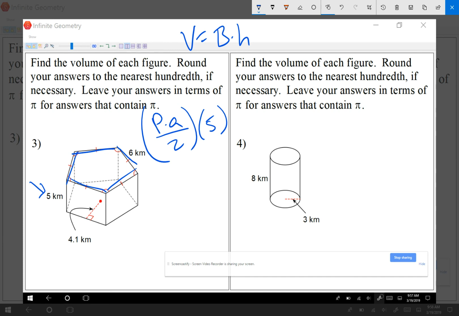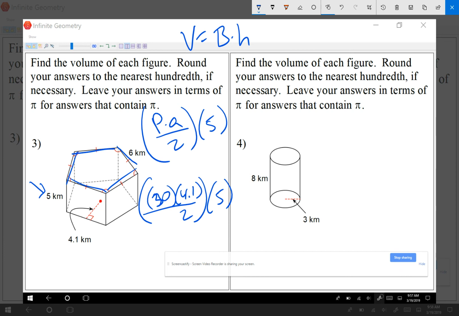So I'm looking at the pentagon. Each side is 6. There's 5 sides. So the perimeter is 30. The apothem is 4.1. Now divide this by 2. And whatever I get, I'm going to multiply by 5. Right? Area of the base times height. So, and grab a calculator.